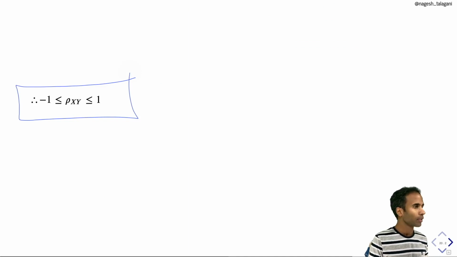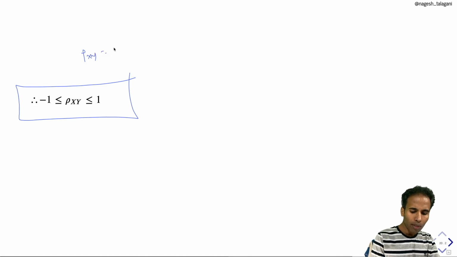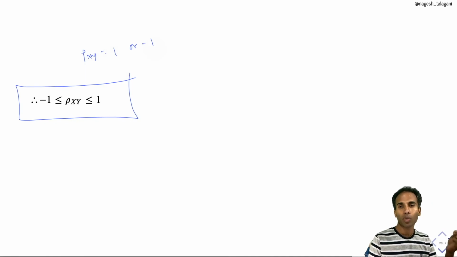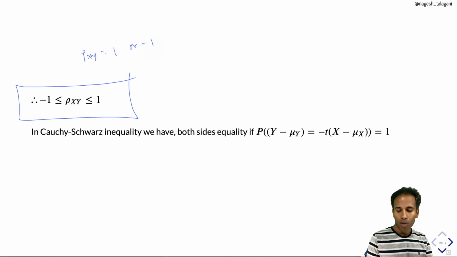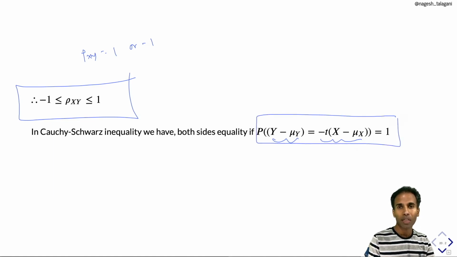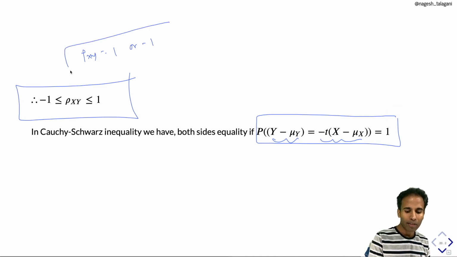Okay, fine. And here rho XY takes the value 1 or minus 1 only when equality occurs in the Cauchy-Schwarz inequality. And we know equality occurs in the Cauchy-Schwarz inequality when Y minus mu Y equals minus t times X minus mu X with probability 1, for some t. Okay, that's when we have equality in the Cauchy-Schwarz inequality. That's when the rho XY will be either 1 or minus 1. Let us analyze these two cases.